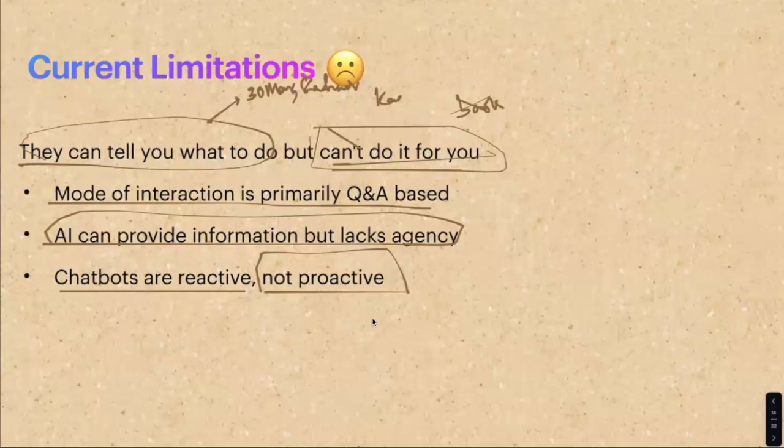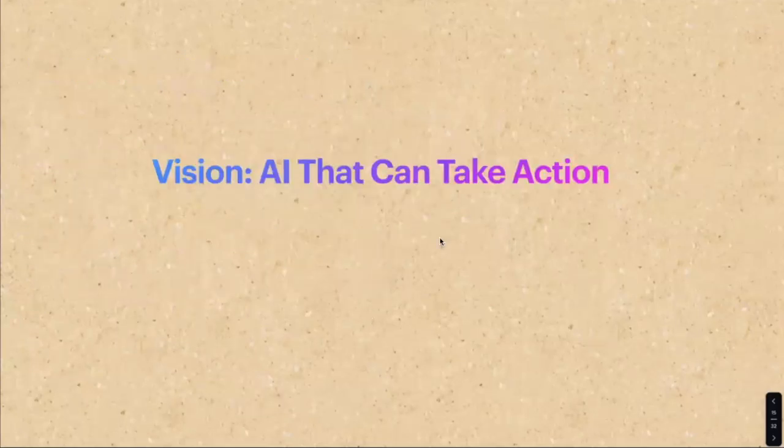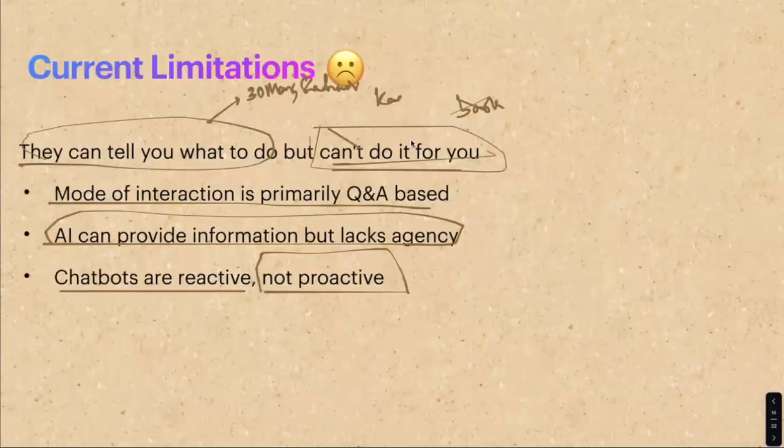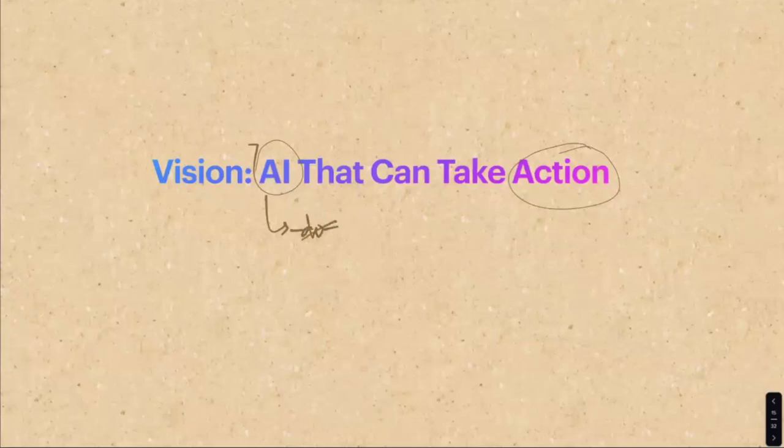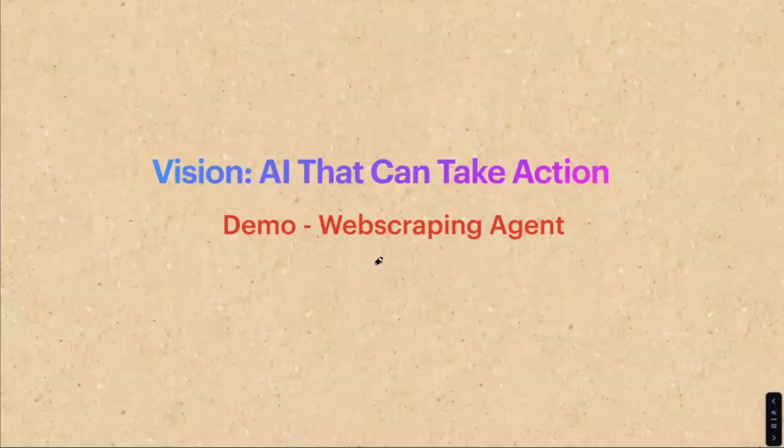So what is our vision, right? Instead of an AI that just tells us what to do, what if AI can do something for us, right? That is what we will try to understand with a small demo. So what if we have an AI that can take action? It doesn't just tell us what to do, but it will actually do the task from end to end. So I'll show you a small demo of a web scraping agent, right?